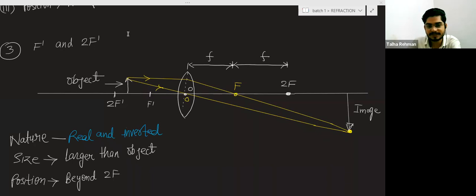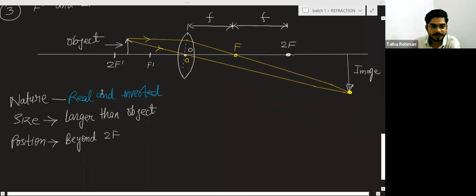This is the ray diagram. The examiner can ask you the question: draw the ray diagram when the object is in between f dash and 2f dash.